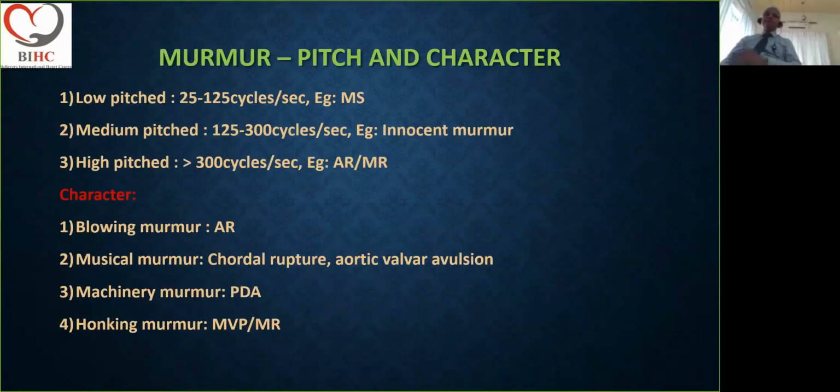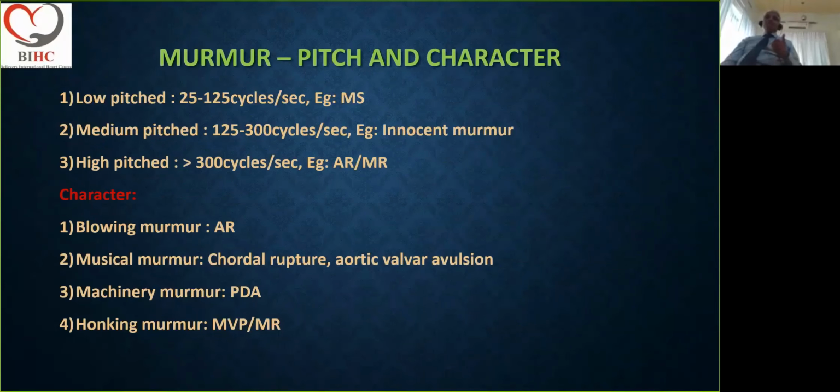We speak of the pitch and character of the murmur. For a low pitch murmur, we are speaking of 25 to 125 cycles. Mitral stenosis is the example. It's rather rough. A medium pitch murmur is like 125 to 300. This is the innocent murmur which you hear in many children. And a still higher pitch, more than 300 cycles, is the early diastolic murmur of aortic regurgitation or the blowing mitral regurgitation murmur.